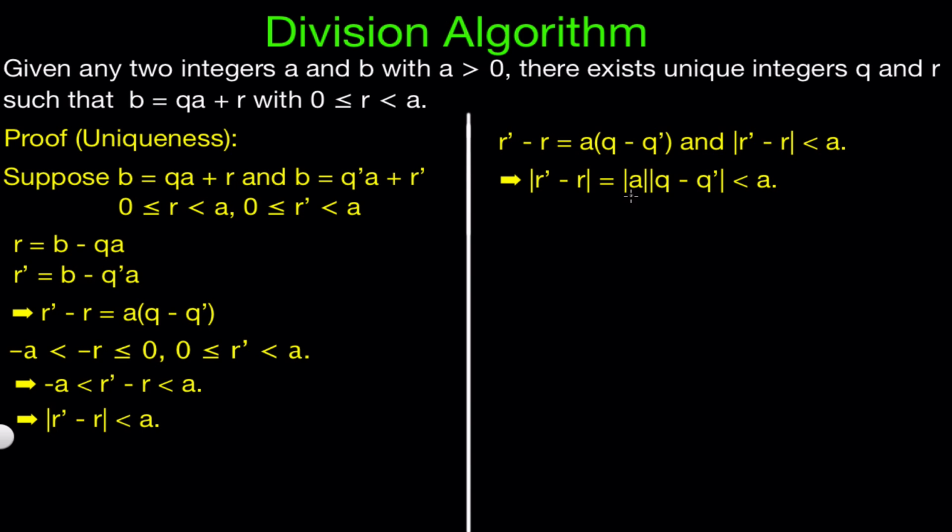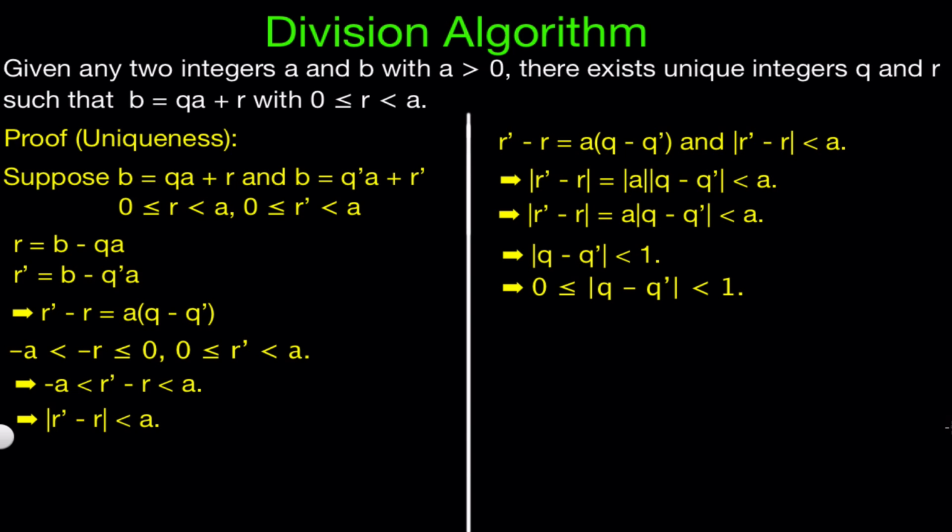Now also notice that since A is greater than 0, the absolute value of A is just going to equal A. So we can write that A times the absolute value of Q minus Q prime is less than A. Now if we divide an A on both sides, we get that the absolute value of Q minus Q prime is less than 1. And since we have an absolute value here, we know that this has to be greater than or equal to 0. So we can write that the absolute value of Q minus Q prime is greater than or equal to 0 and less than 1.